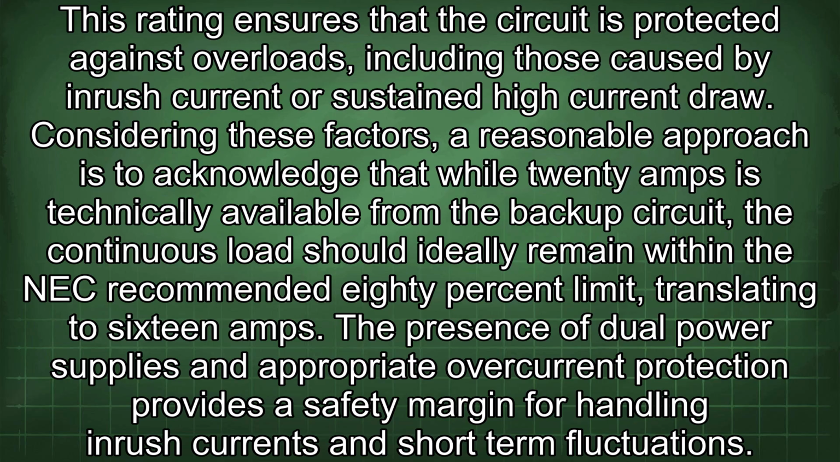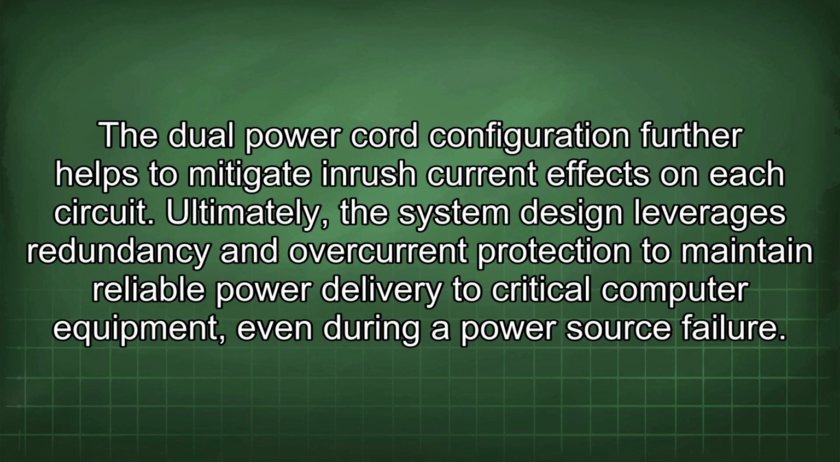Considering these factors, a reasonable approach is to acknowledge that while 20 amps is technically available from the backup circuit, the continuous load should ideally remain within the NEC recommended 80% limit, translating to 16 amps. The presence of dual power supplies and appropriate overcurrent protection provides a safety margin for handling inrush currents and short-term fluctuations. The dual power cord configuration further helps to mitigate inrush current effects on each circuit.